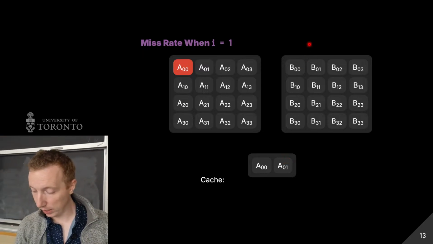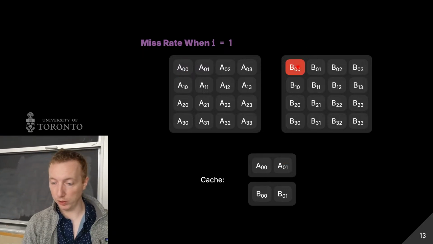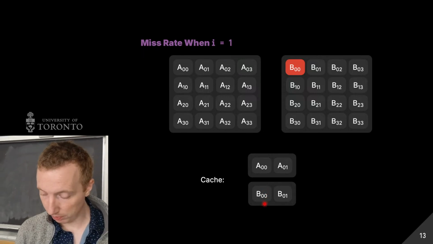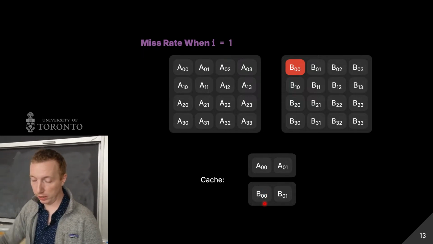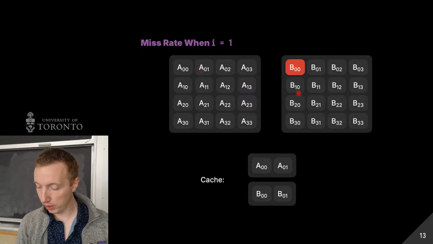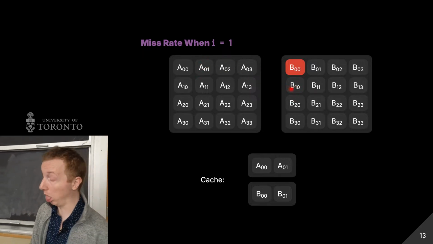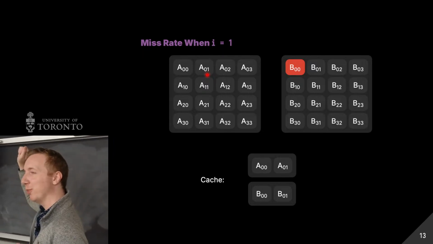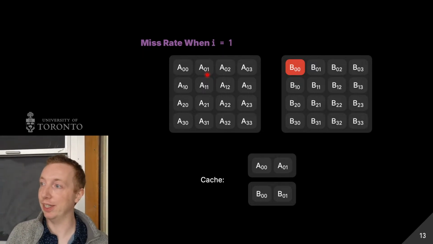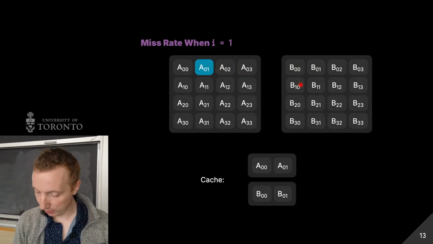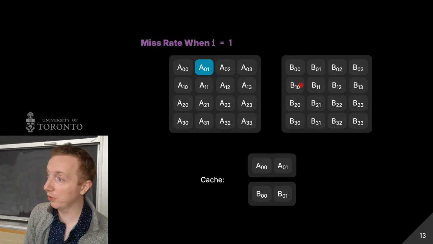And then it would access B00, which brings that into cache. So it would bring B00 and B01 into cache. And now the next two elements it's going to access are A01 and B10. So is A01 in cache? Yes, so that would be a hit. I'll put it in blue. And then we access B10. Is that in cache?